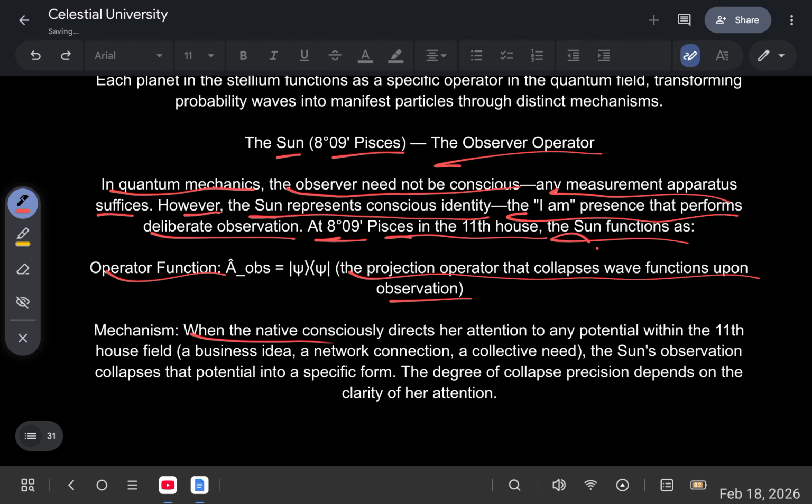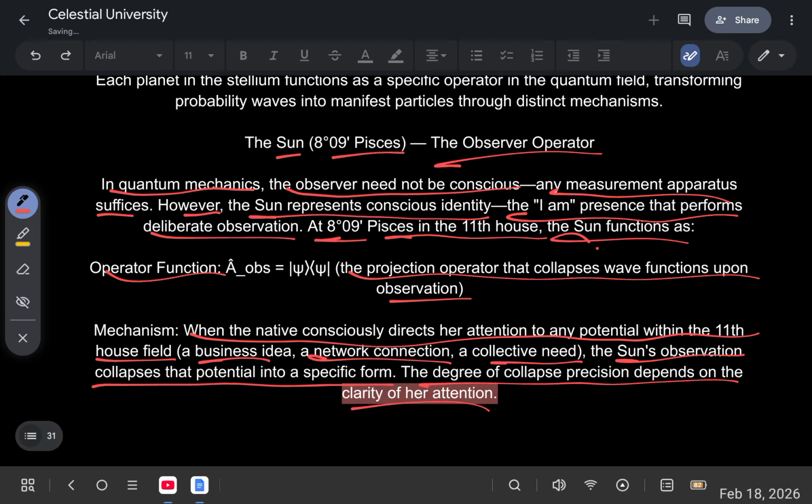So when the native consciously directs her attention to any potential within the 11th house field, whether it's a business idea, a network connection, or a collective need, the Sun's observation collapses that potential into a specific form, and the degree of collapse precision depends on the clarity of her attention.